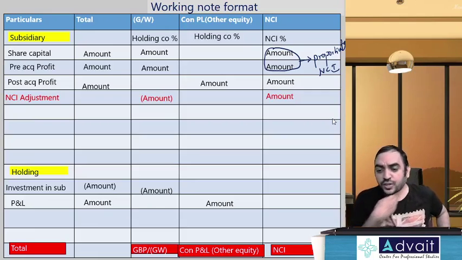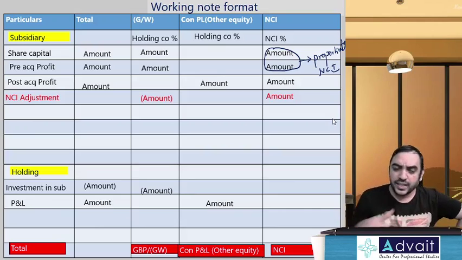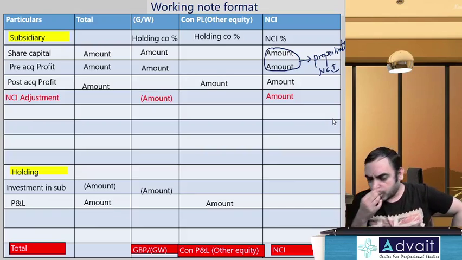How many lines for holding company? Maybe 4-5 lines. One more item for impairment will come, one for maybe debenture, and one for maybe unrealized profit. Maybe totally 5 lines is sufficient for holding. Leave more space for subsidiary. 5-6 lines maximum for holding, remaining for subsidiary.